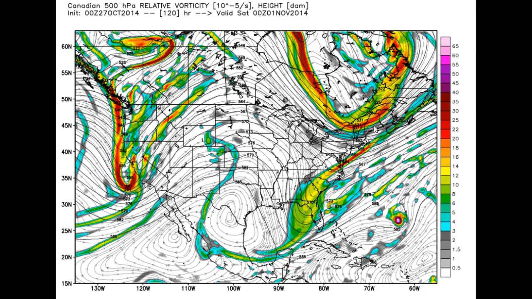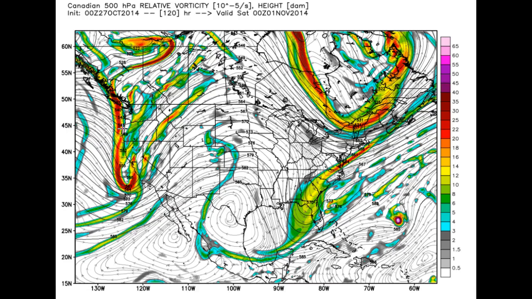And here's our northern branch feature, and you can see it's kind of a flat feature. It's not digging too much. It's kind of strung out, and it's shooting out very quickly. Here's the other trough axis, way out there further west. We'll show you further west here because that's important too, because it's a domino effect. What comes in affects everything that's going on out here.